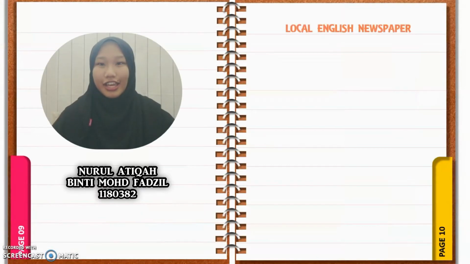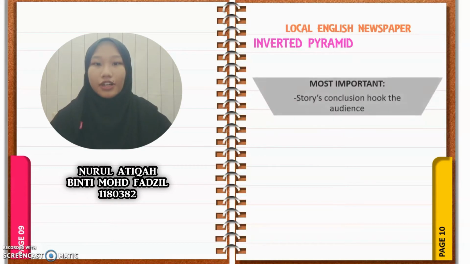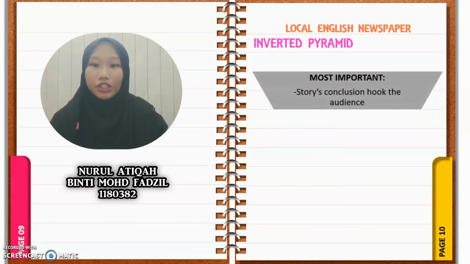I'm Atiqah and I will talk about the inverted pyramid in local English news. The body of the article from the 5 local English news is written in the inverted pyramid form, and the story structure of the 5 articles started with the most important information, which is the conclusion of the story, to hook the audience.